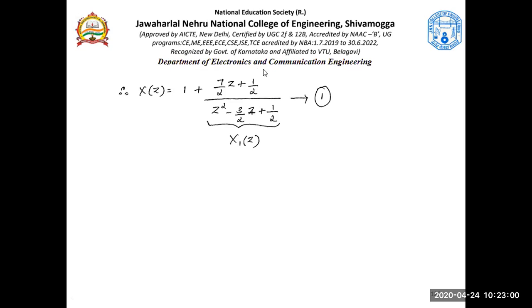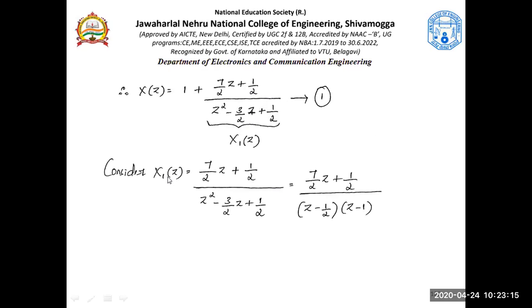So this term, the proper fraction we get in the equation for x of z, needs to be referred to as x1 of z. So let's again consider x1 of z and get this into a proper fraction. Now there is z here, then there is z square here. So z square is dealt with, and this quadratic is factorized.